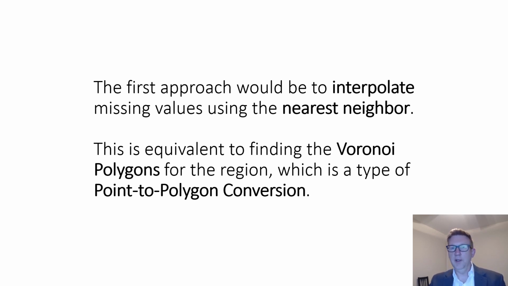The way that it's going to work is it's going to apply what's called a Voronoi polygon, which is essentially a type of point to polygon conversion. What we're going to be doing is drawing the nearest neighborhood around each point. The neighborhood is defined in such a way that the area of the polygon corresponds to the closest point. If you imagine that these were grocery stores and you had to walk to the closest grocery store, the polygon would tell you which grocery store you should walk to.